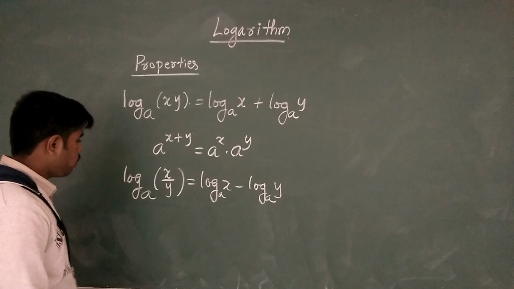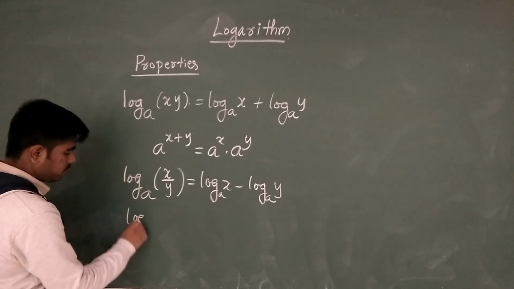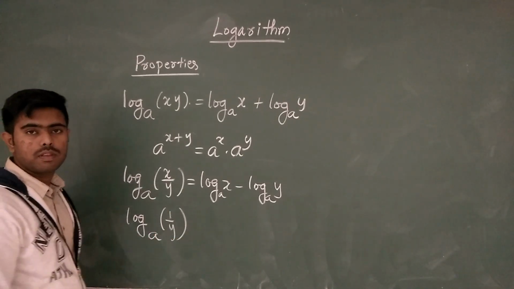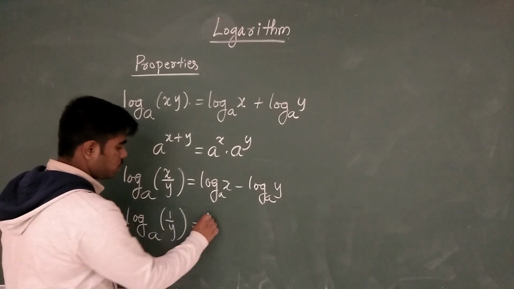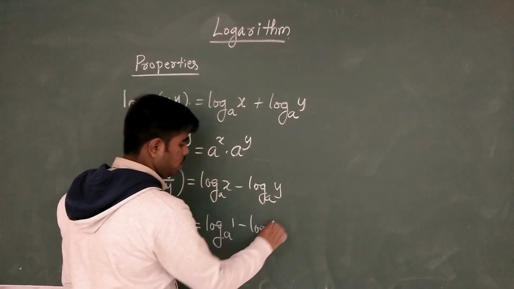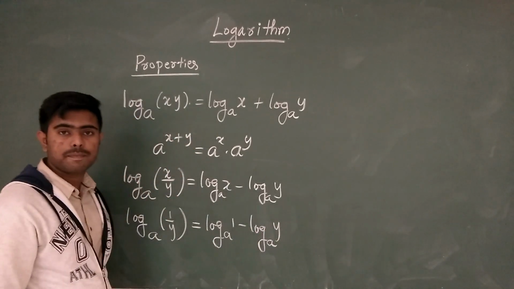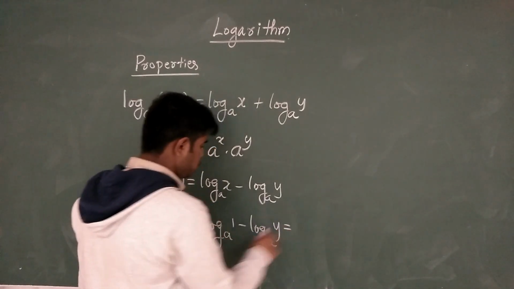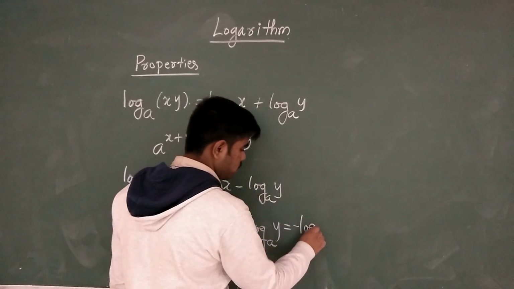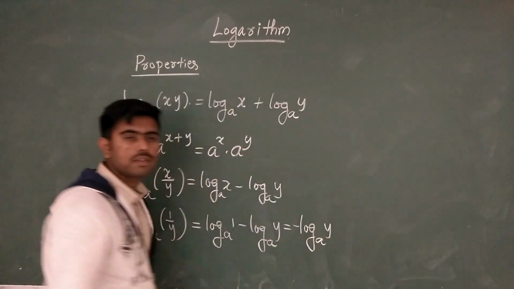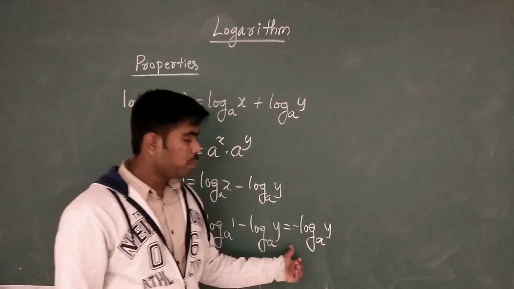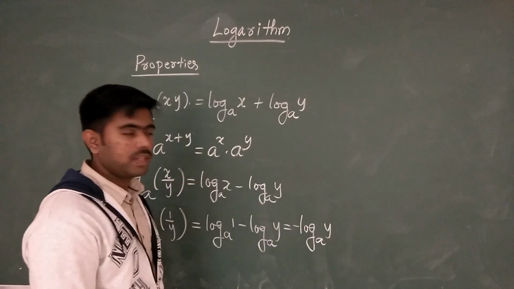Also you can observe that if I have log of 1 by y to the base a, it is log of 1 to the base a minus log of y to the base a. What is log of 1 to the base a? This is 0. So log of 1 by y to the base a is equal to minus log of y to the base a.